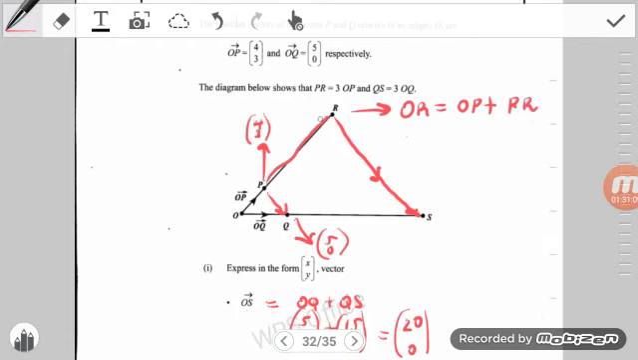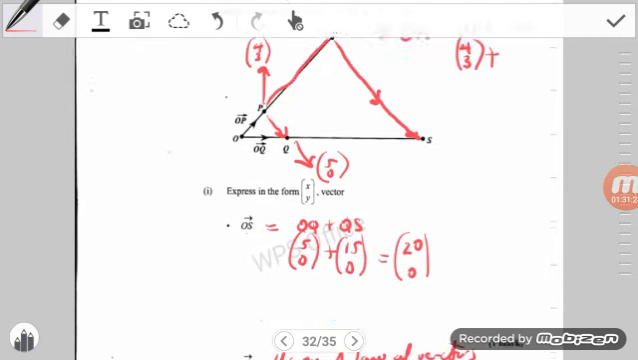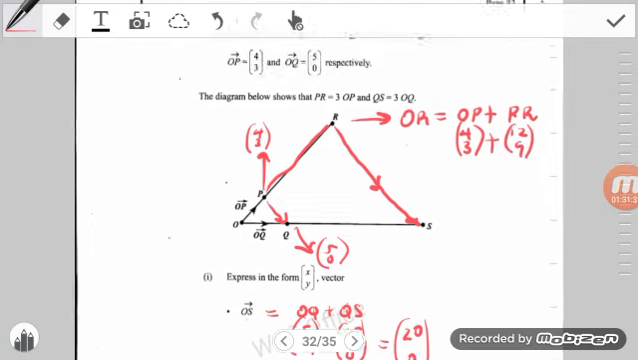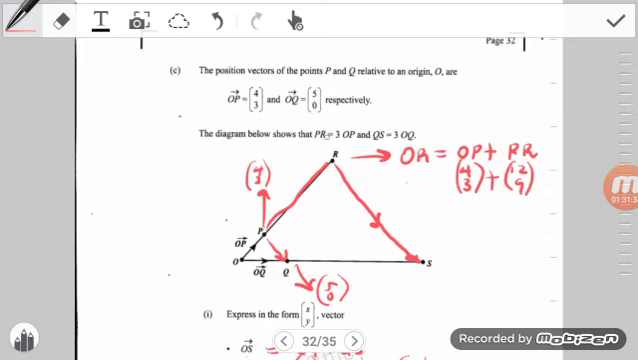So OP we know is 4, 3. And PR we had calculated earlier. We had done it right here. We had gotten 12, 9. Because please bear in mind that they told us that PR right here is 3 times the distance of OP. So it's going to be 3 times whatever this is. That's how we got the 12, 9. 3 4s is 12, 3 3s is 9. And if we add those, we're going to get 16, 12.